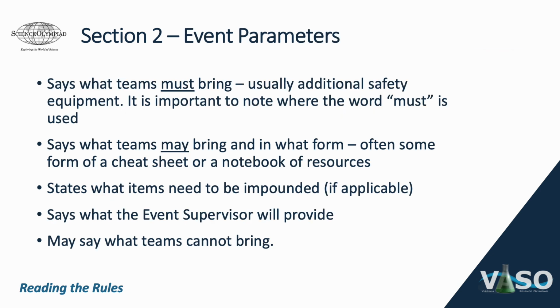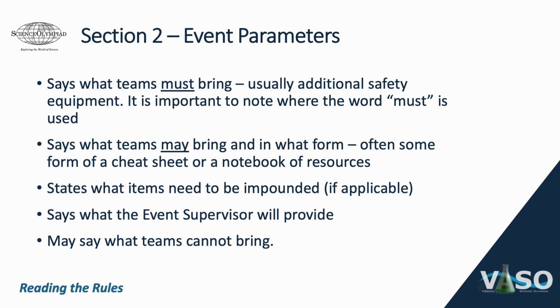All right, that was a lot of information for Section 1. In Section 2, you have what they call the event parameters. And that says what teams must bring, and that's usually additional safety equipment. It's important to note where the word must is used. It's used very intentionally. It's not optional equipment. It must be brought in.